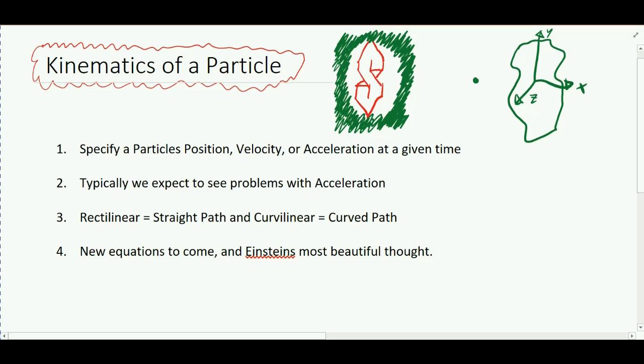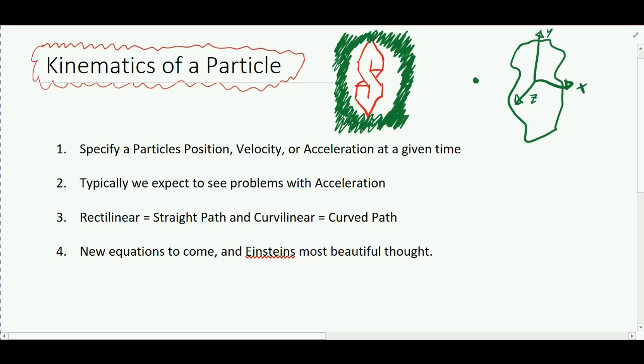But for now, it's just a particle, and we'll continue on and get the basics of the dynamic equations just by talking about a particle. But prepare yourself for it to essentially become more complex when we delve into the realm of rigid bodies.